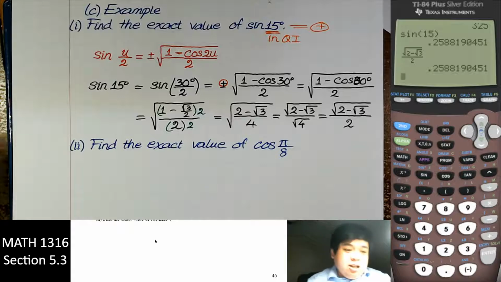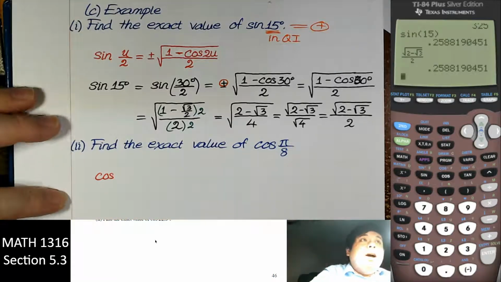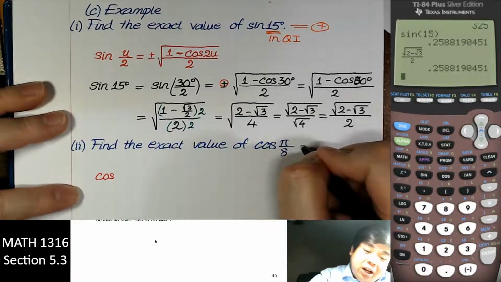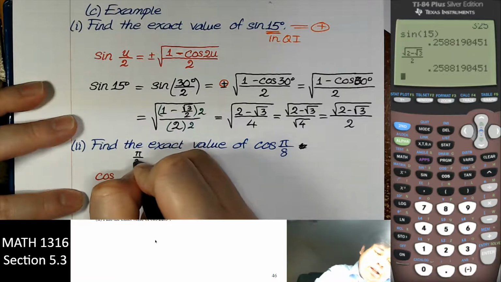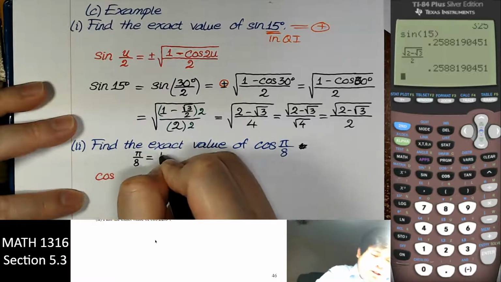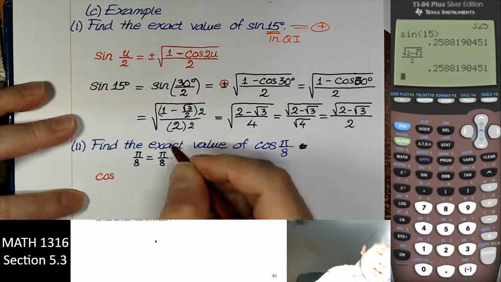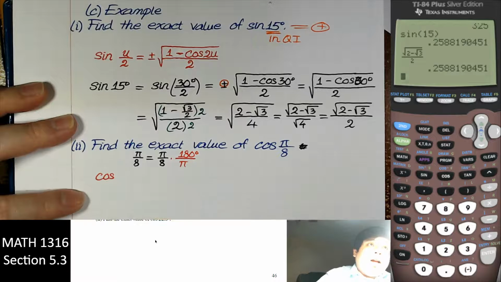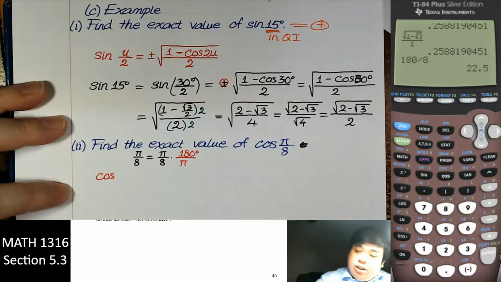So again, this is the half angle formula. By the way, if on the test we see the radian measure, we can always change it back to degrees. Pi over 8, change to degrees: put pi at the bottom, 180 on top. Pi and pi cancel out. 180 divided by 8 is 22.5 degrees.